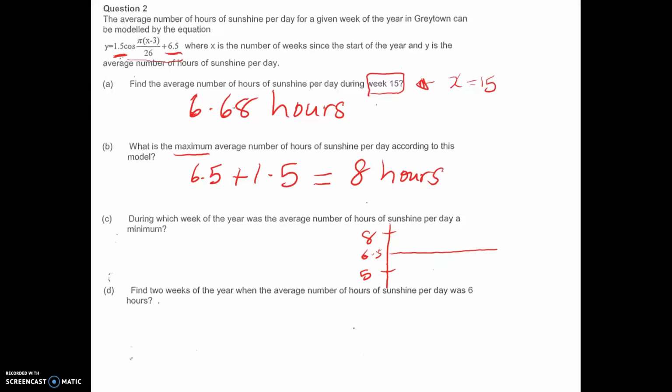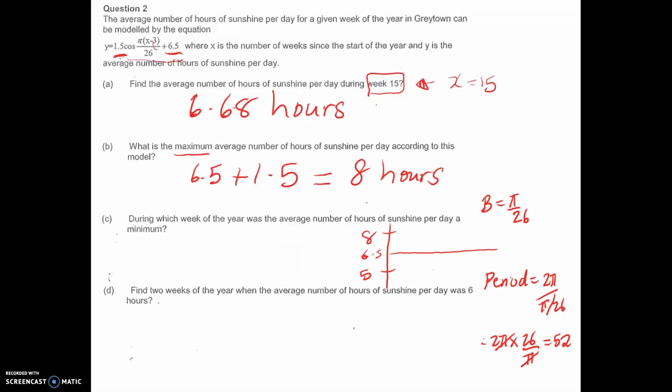Now, let's work out the period. So the b value in this function is pi over 26, which means period is 2 pi divided by pi over 26. So period is 2 pi times by 26 over pi, which works out to be 52.